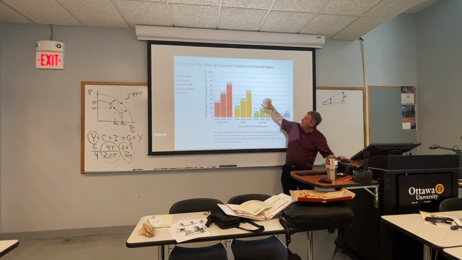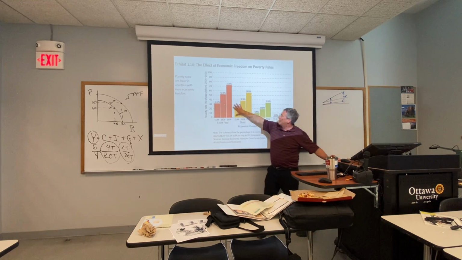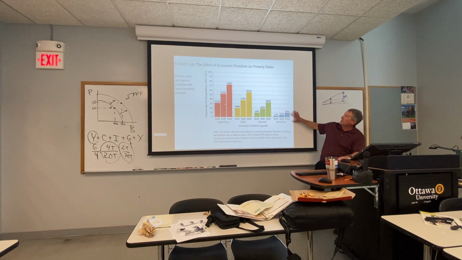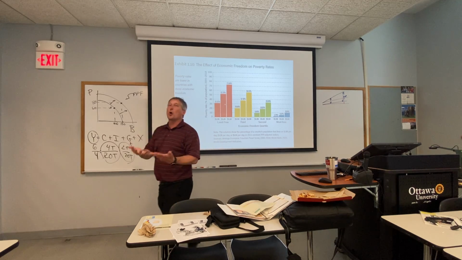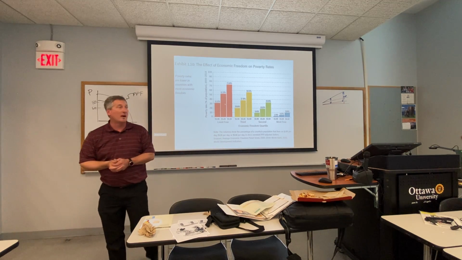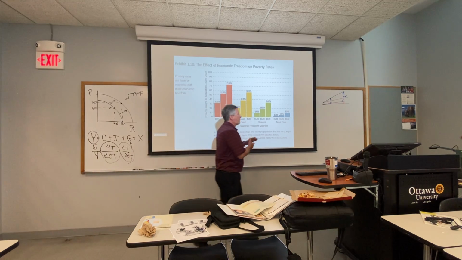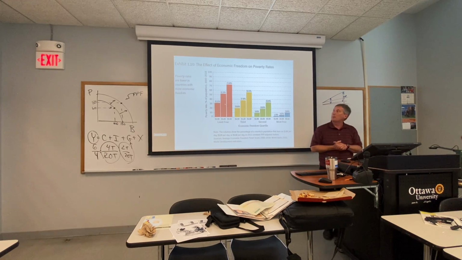But again, we see our standard thing here, that there's this amazing correlation between the amount of economic freedom and the social outcomes that we care about. Not just GDP or money, but the people. How are we impacting poverty? Okay, questions or comments on that one?